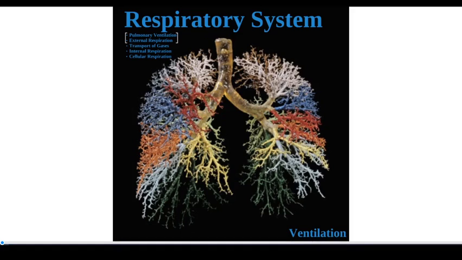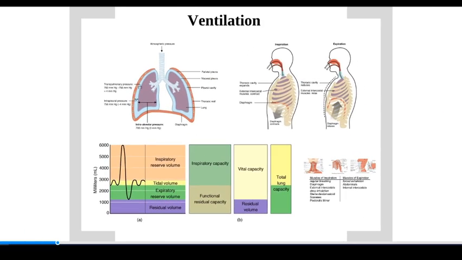For this section on the respiratory system, we're going to look at ventilation, which is breathing, how we move air in and out of our lungs. Ventilation is dependent on a set of skeletal muscles, therefore voluntary muscles, which expand the thoracic cavity and, in relaxing, allow it to contract back to its original size.